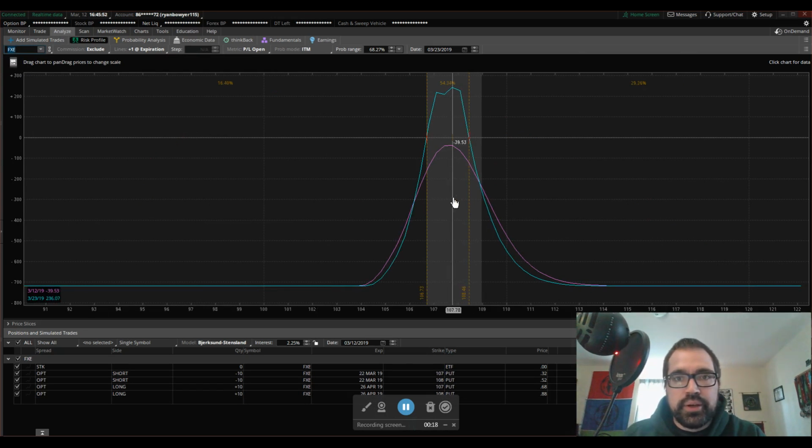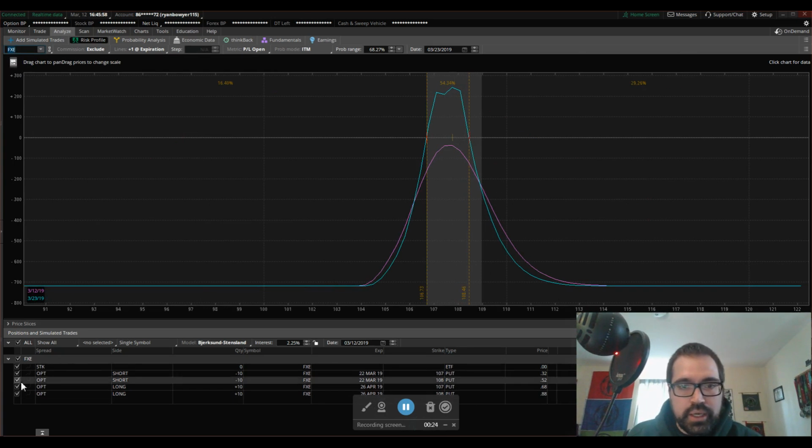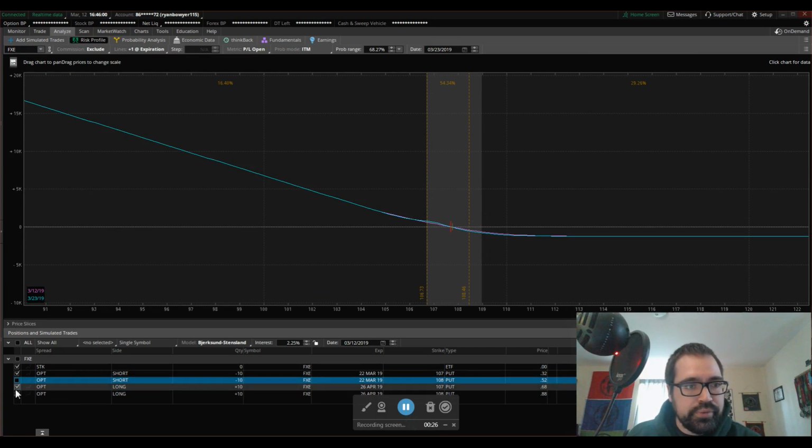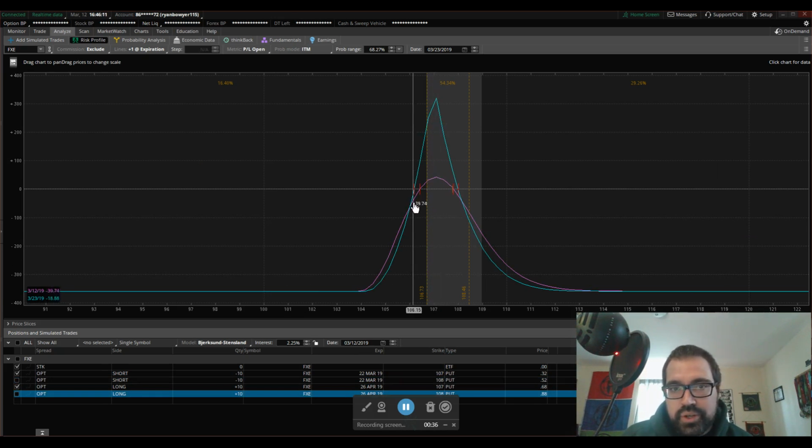FXE, currency, a calendar. And so we had this original calendar. Let's just go back. 108. Okay, so this is what our calendar looked like at the beginning of the day today. As you can see, our break evens are right here at 106.18 and 108.01.